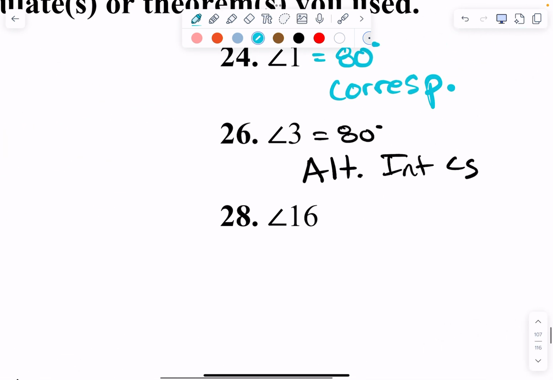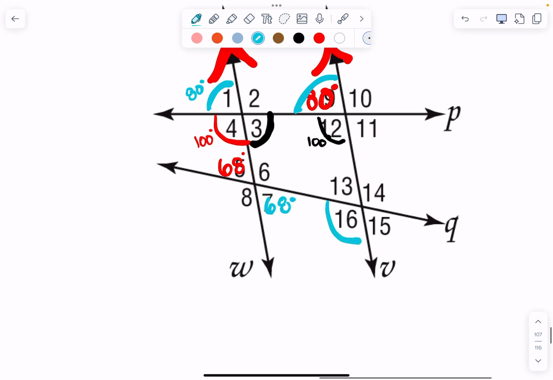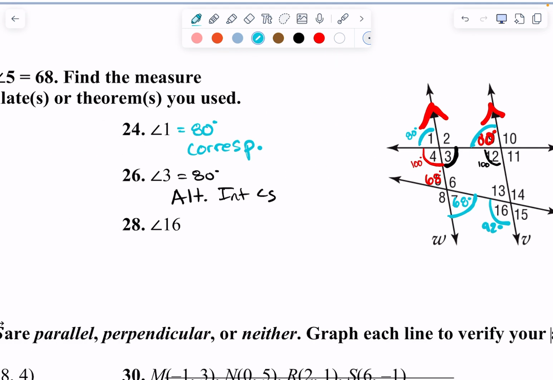Okay. And then angle 16 is 92. 16 is 92 because he is what? Consecutive interior. Consecutive interior with the 68 with angle 7, right? Okay. So 92. That's not 92. No. It's 112. 112. I can't math. 112. And they're consecutive interior angles with angle 7. Okay, consecutive interior. Got it?